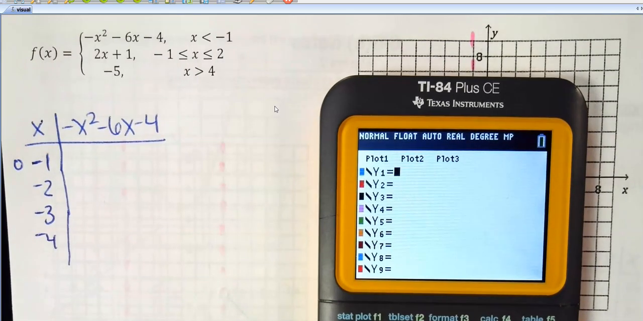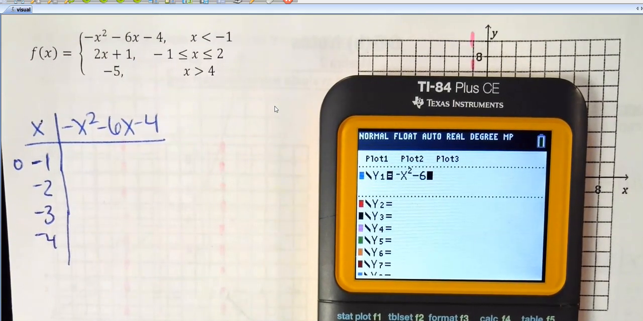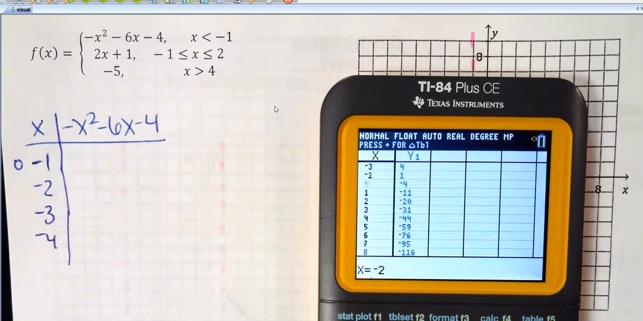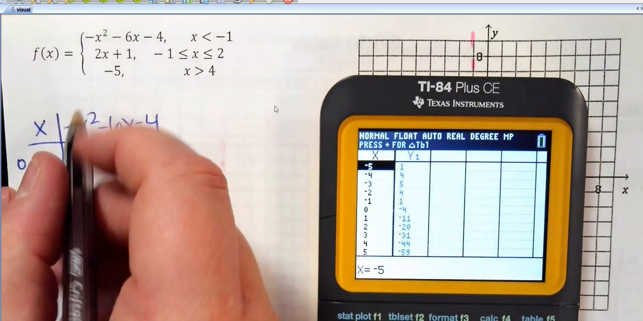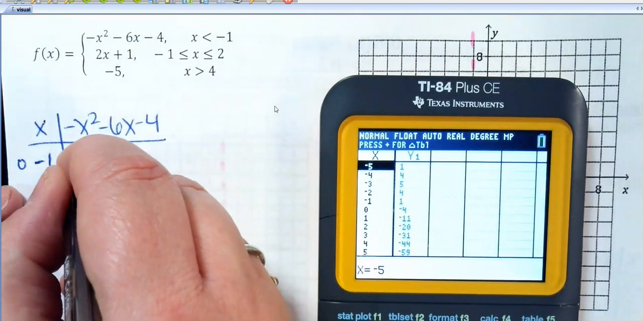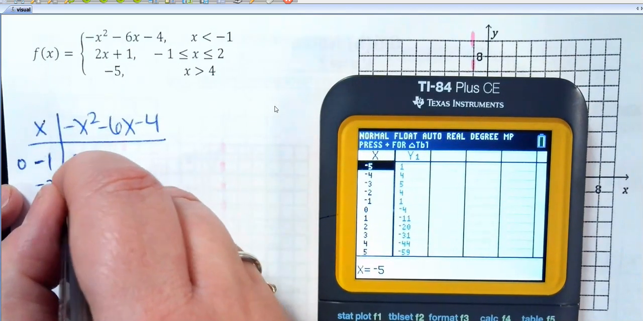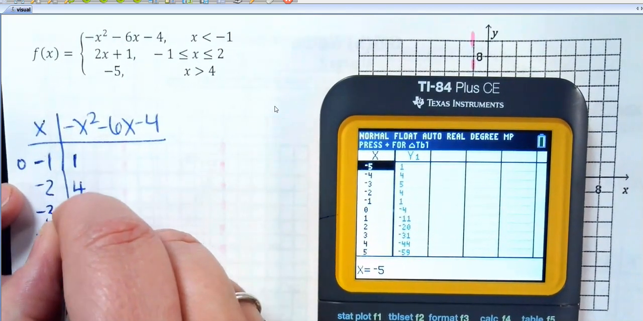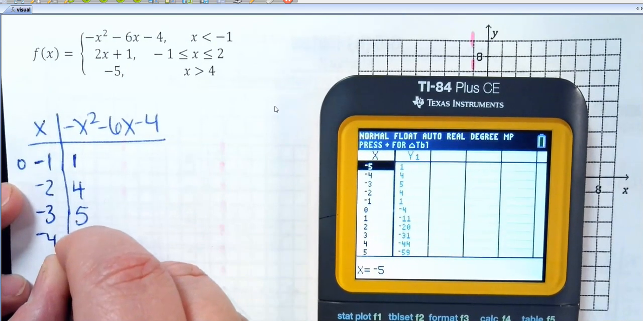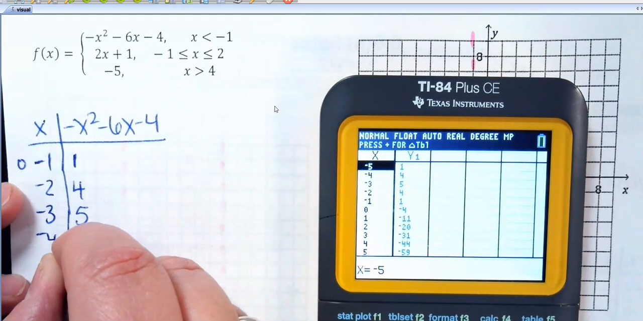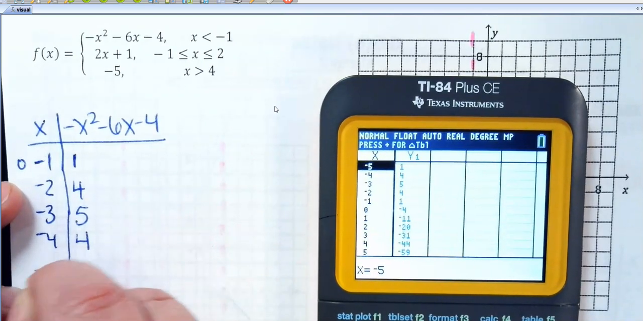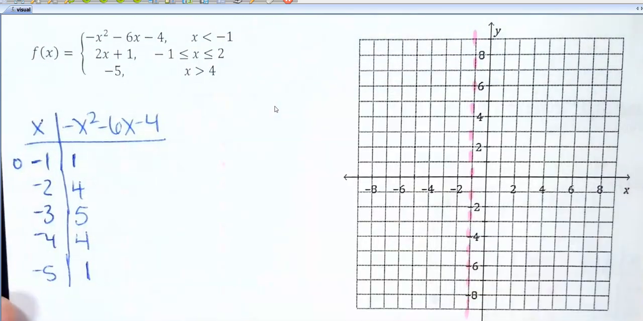But when you type this in, don't forget -x squared, put the negative key under the 3, then do your x squared, and then do just a -6x -4. And once you get it typed, just hit second graph, and that'll be the table. And then I'm going to scroll up a little bit here, because mine started at -1. Let's see. So -1's at 1, negative 2 is at 4, negative 3 is at 5, negative 4 is at 4, and I'm just going to write one more, negative 5 is at 1.